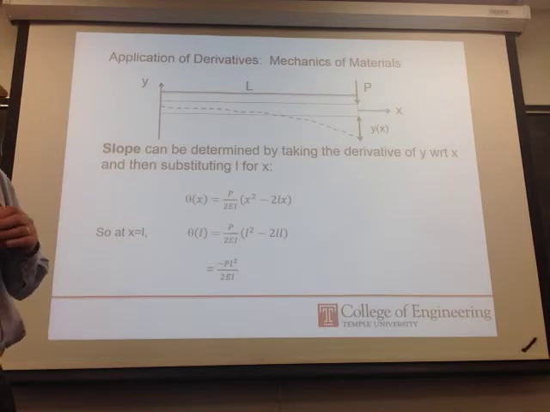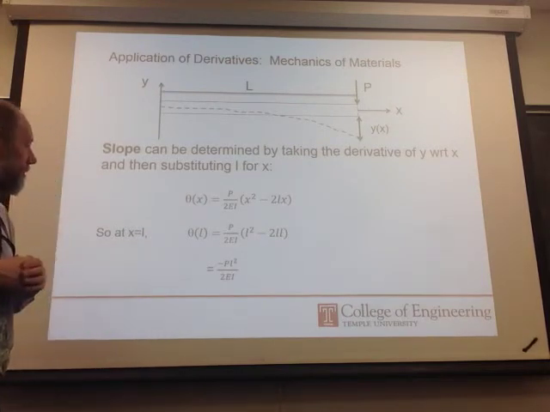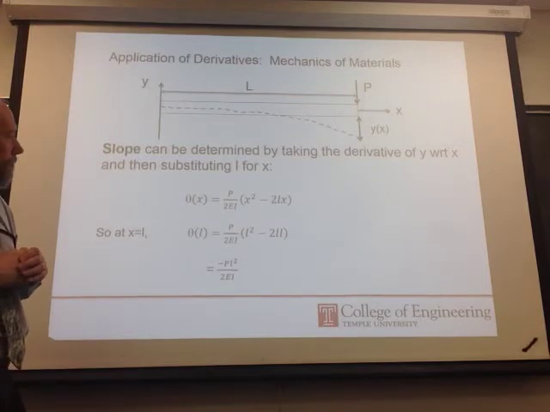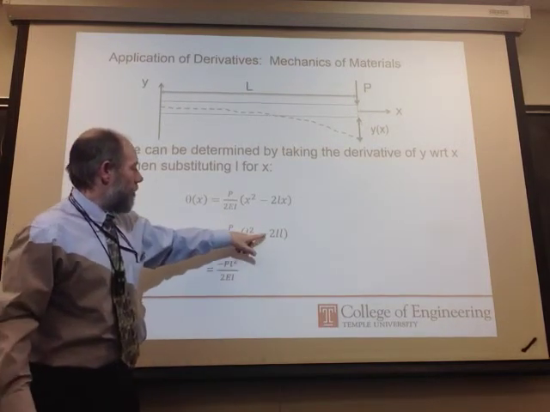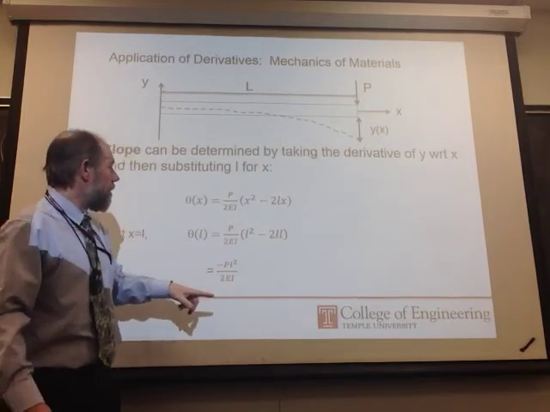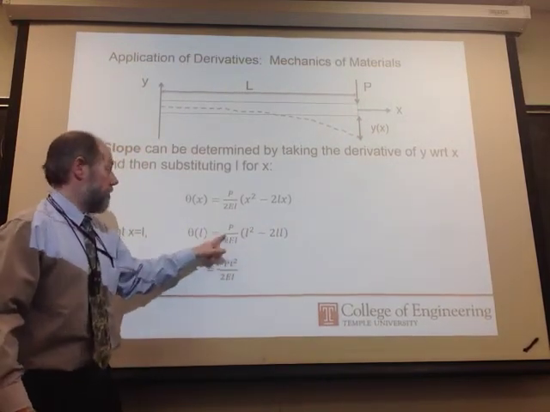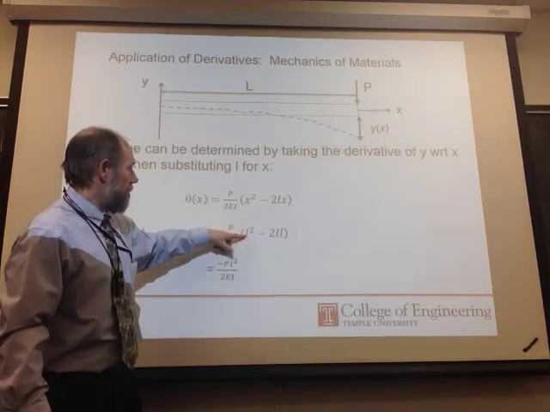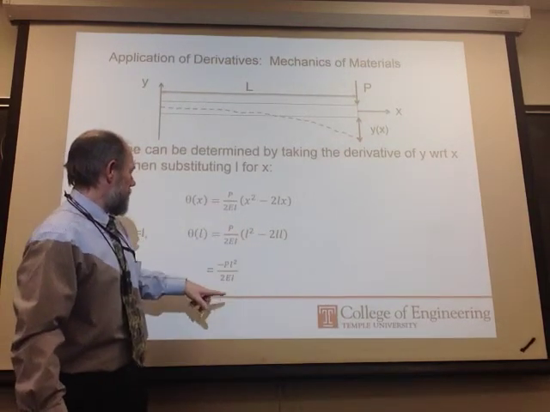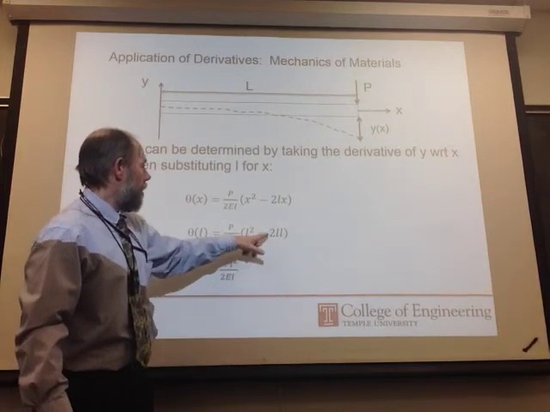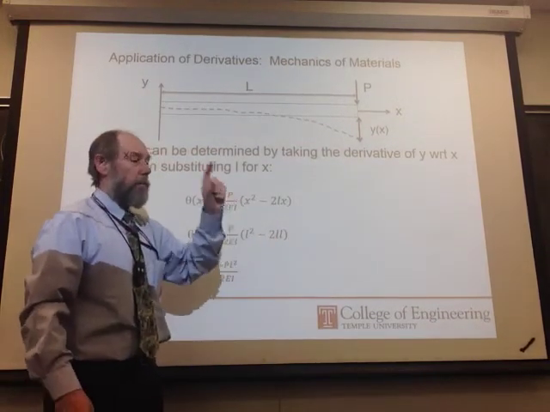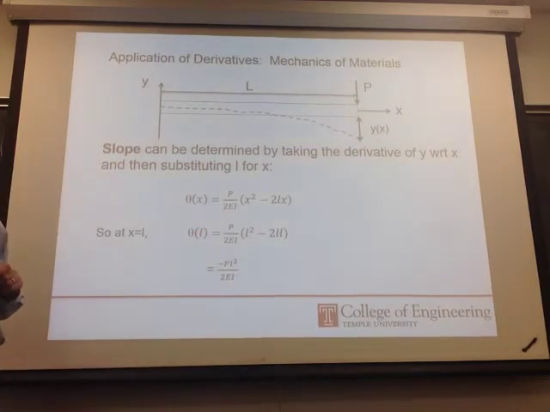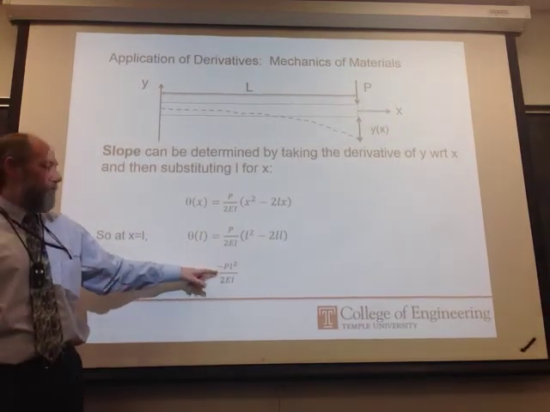So wait, you substitute L for x. Yes. Well, wouldn't that make that L squared minus 2L squared? Yes, L squared minus 2L squared, that's correct. And then you pull the 2 out, so you've got 2P over 2EI times... wait a minute, let's see, what am I doing here? L squared minus 2L squared is minus 1L squared. Yeah. So that's where the minus sign comes from.